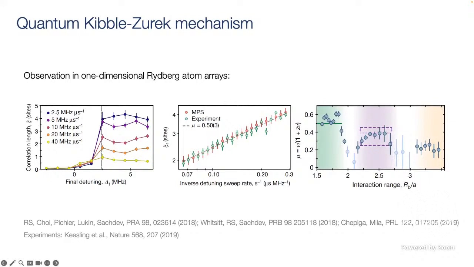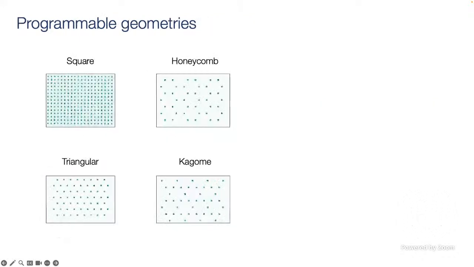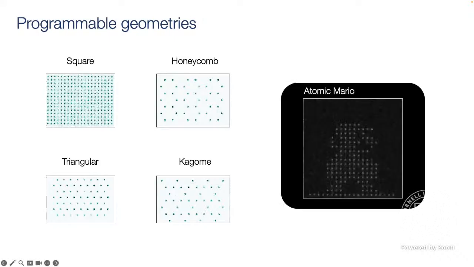Okay, great. So the Kibble-Zurek mechanism that I just showed you the data for was in 1 dimension, but over the last couple of years, we have this technology to make 2-dimensional arrays of these Rydberg systems. You can make whatever geometry you want: square, honeycomb, Kagome, and you can even make an atomic Mario lattice if you are interested in having some fun in the lab.